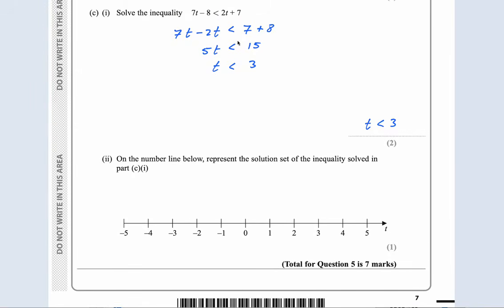I don't have to worry about the direction of the inequality because I did not multiply or divide by a negative number, so I can just keep it the way I have it. Okay, on the number line, represent the solution set of the inequality solved. So t is less than 3, so it's not equal to 3, so I have to put an open circle like this. And then I need an arrow going left like this. Do I have to go all the way to the end? No, but let's do it. Just put an arrow. That means it's continuing that way.